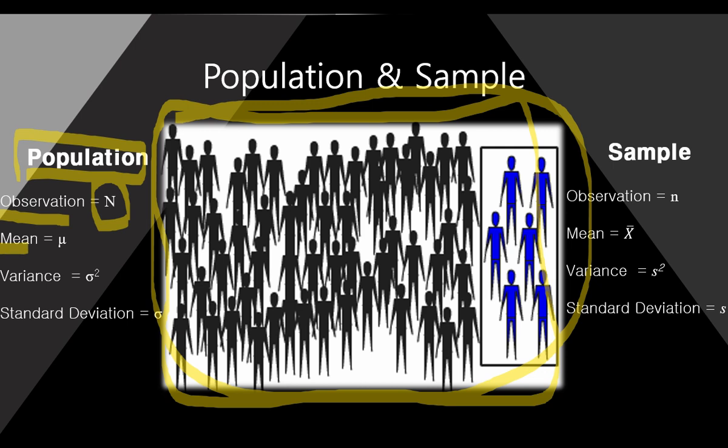And the mean of a population is mu. This is not u, it's Greek, mu. And variance is sigma square. Standard deviation is sigma. So we have a kind of promise. When we describe a population, we must use large N, mu, sigma square, and sigma. This is a kind of promise when we use statistics.